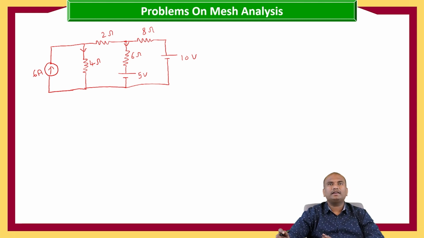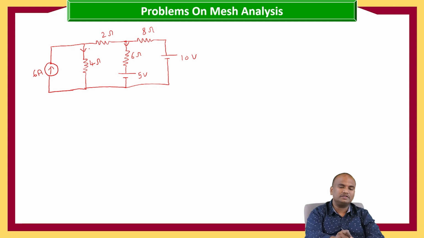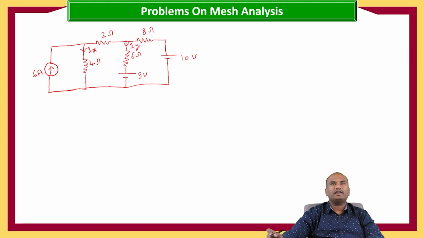For calculating the current flowing through 4 ohms and 6 ohms, that is, this is Ix and Iy. For calculating Ix and Iy, we need to calculate the mesh currents. So for calculating the mesh currents, first we need to identify how many meshes are there in the given circuit. Here we are having this is mesh 1, mesh 2 and mesh 3. These are the 3 meshes we are having.